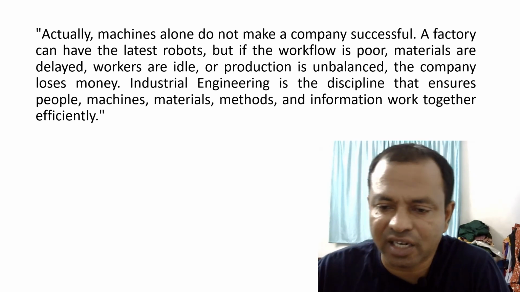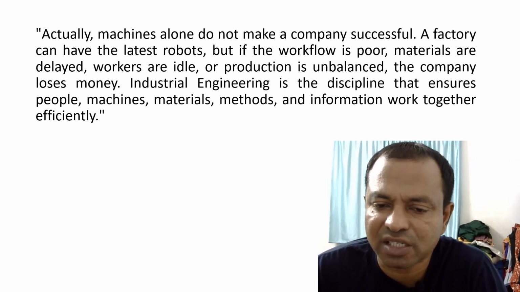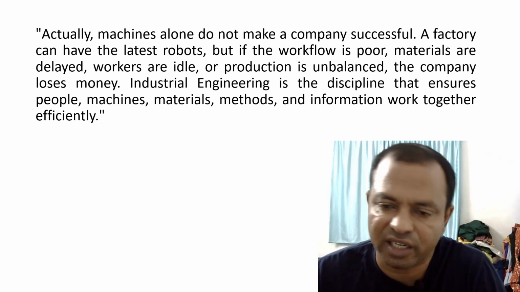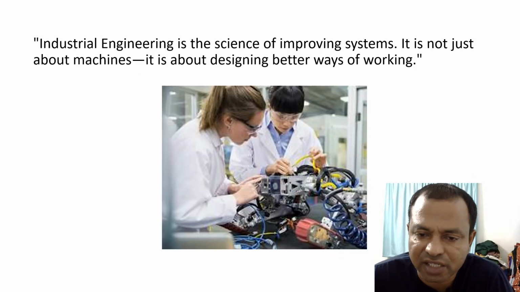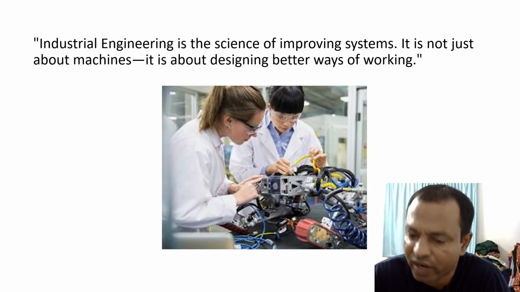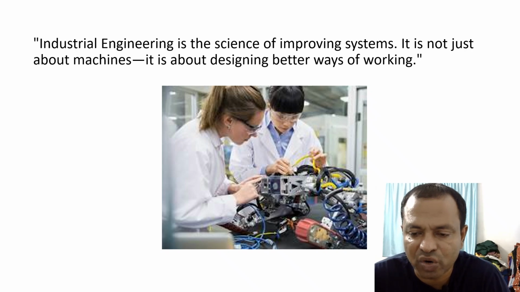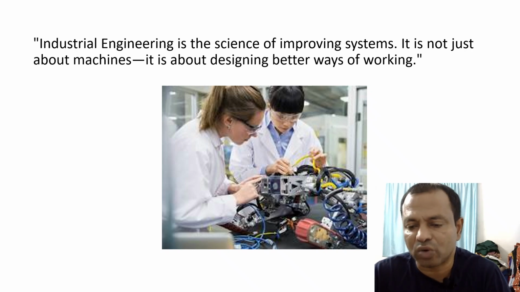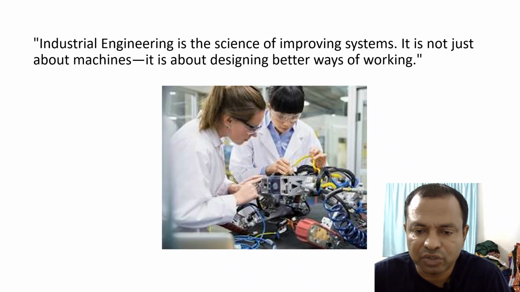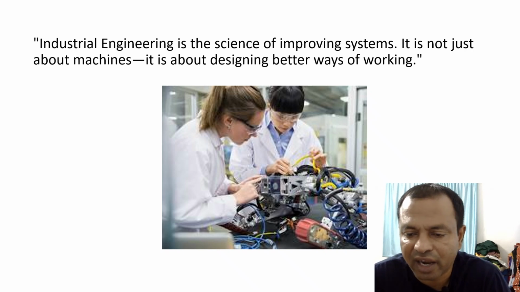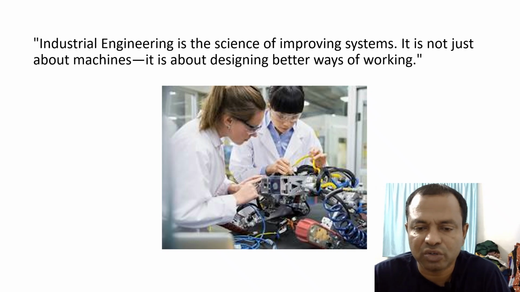So industrial engineering is the discipline that ensures people, machines, materials, methods, and information work together efficiently. Industrial engineering is the science of improving systems. It is not just about machines, it is about designing better ways of working. So industrial engineering is not about making the machines better, but also the people who are working on it. The work they are doing should be easier and productive. So that is also in the scope of industrial engineering.